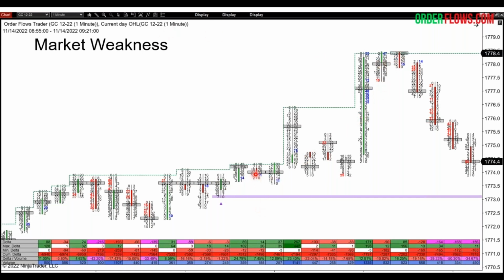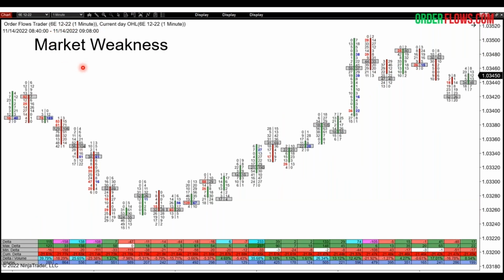This is a 1 minute chart. We're talking from 908 to 918, 10 minutes, $4. Euro currency. After a while, if you know how to spot it in the order flow, then you don't need my software.